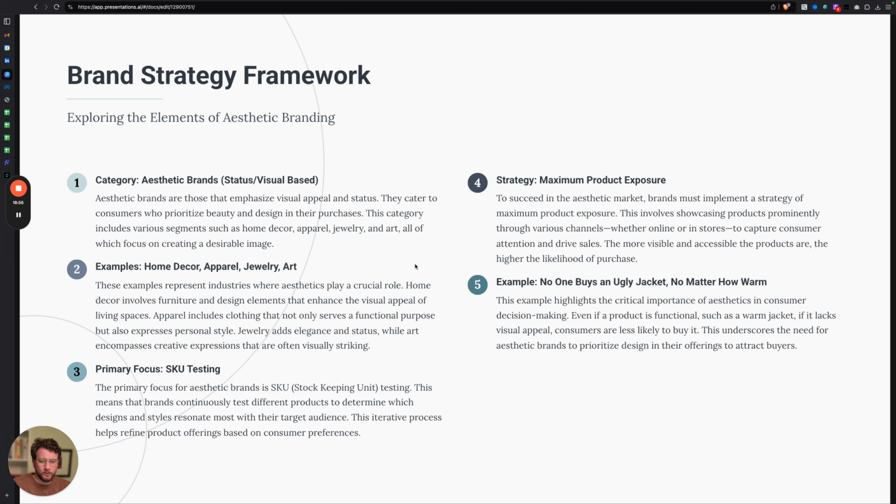Now, we already went through the brand strategy framework here, but to reiterate, for aesthetic-based brands in 2025, your main objective should be SKU testing. Expose your prospects to as many SKUs and varieties as possible. If you are a utility-based brand, the goal is to expose your prospects to as many angles as possible. So just think about how you can optimize that in your ads.